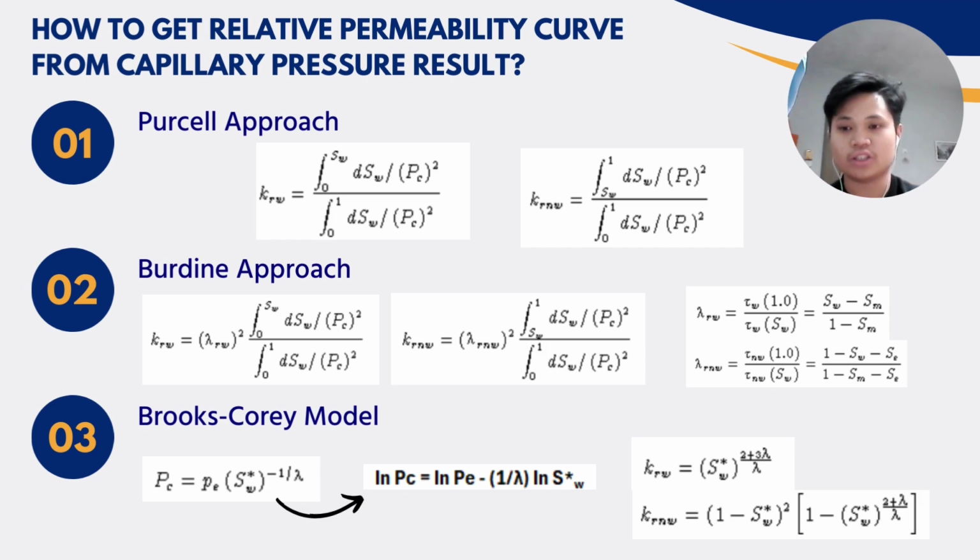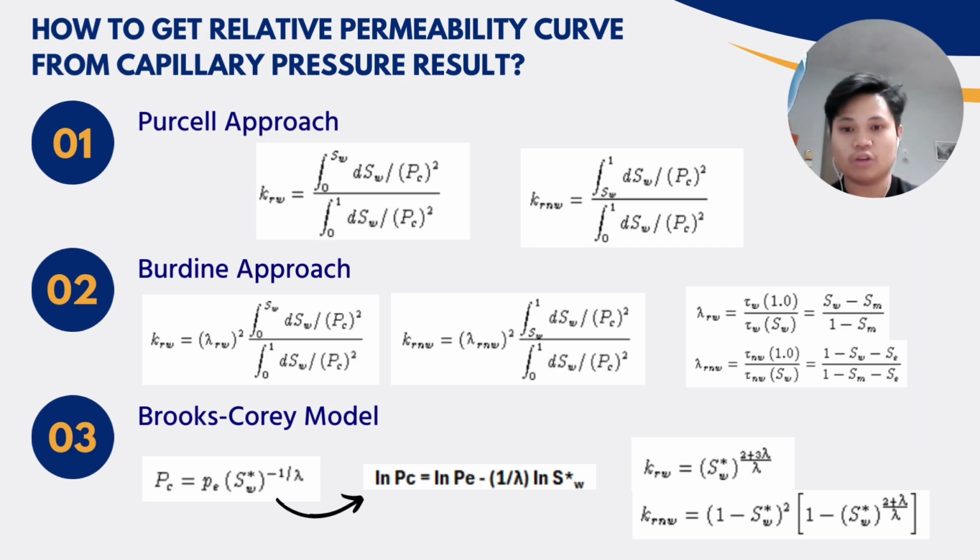Lastly, the third method is Brooks-Corey's relative permeability model. In this model, a capillary pressure function is introduced as shown by the first equation under this section. This equation is then changed into the logarithmic scale by plotting the graph ln PC against ln SW star. Then, the line of this graph can be represented by the equation highlighted in black color, and by considering the gradient of the line as negative 1 over lambda, the value of lambda can be determined.